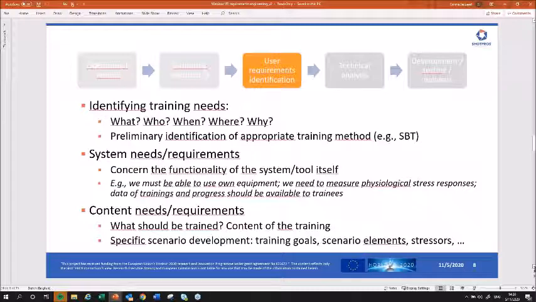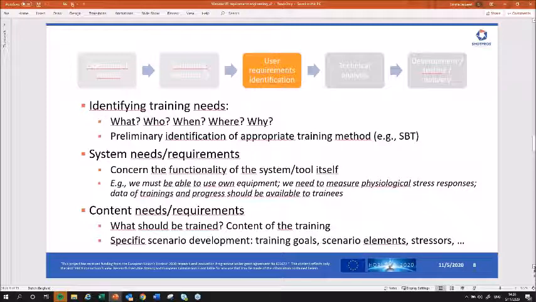All these elements will also change the possibilities or the tools that can be developed. If you want to train once a year, or if you want your trainees to train every week, then maybe you will have to have a different system in the end.